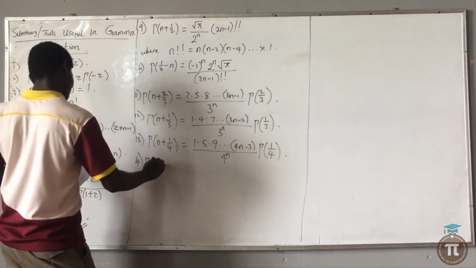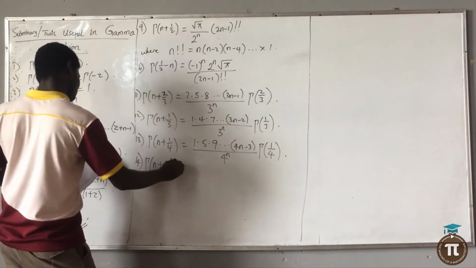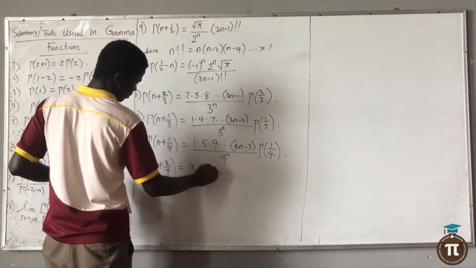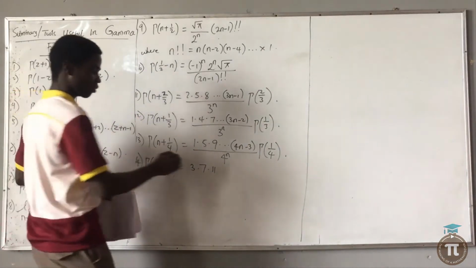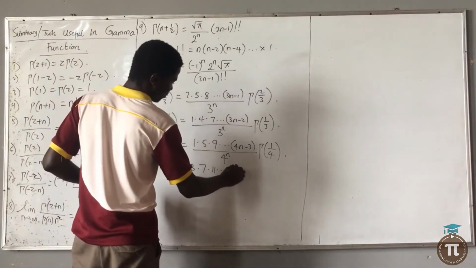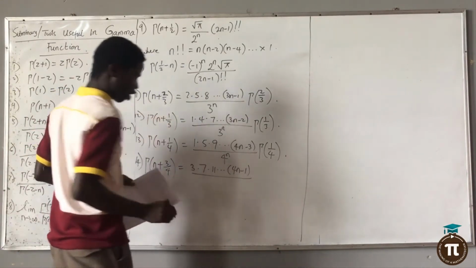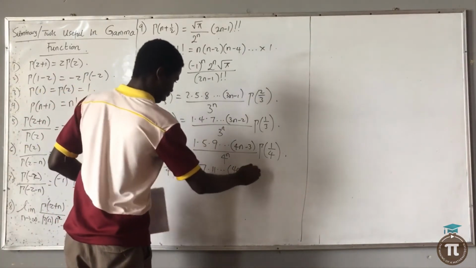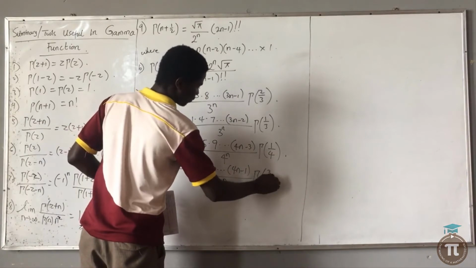Number 14, gamma of n plus 3 over 4. Gamma of n plus 3 over 4 will be 3 multiplied by 7 multiplied by 11, you get to 4n minus 1 all over 4 raised to the power of n, gamma of 3 over 4.